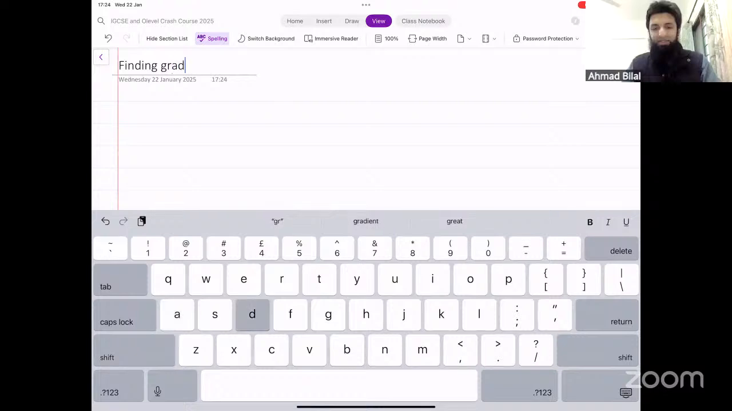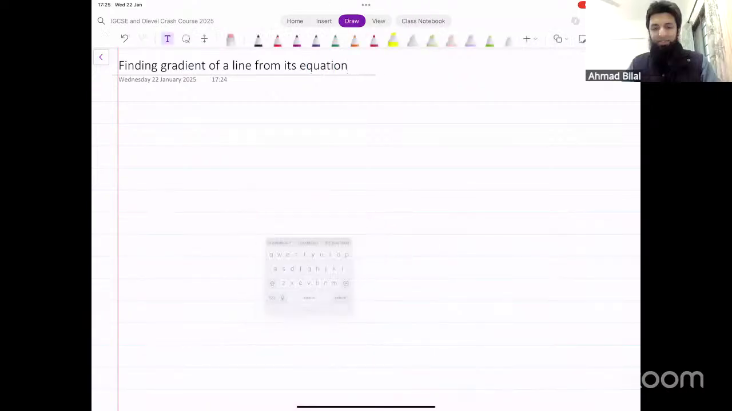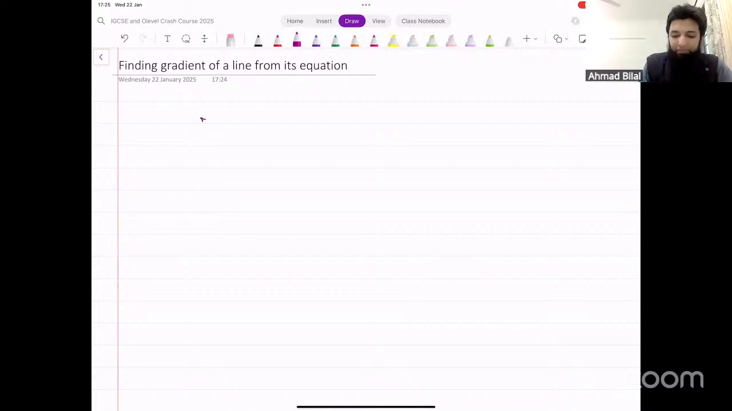Finding gradient of a line from its equation. Sometimes you would have some equation given, and you would have to find the gradient of that line from that equation. For instance, let's take some examples. Let's say we have a line that looks like this: y equals minus 5x plus 9. What we want to do is write down the gradient of this line. What's the gradient of this line? How do you figure that out?